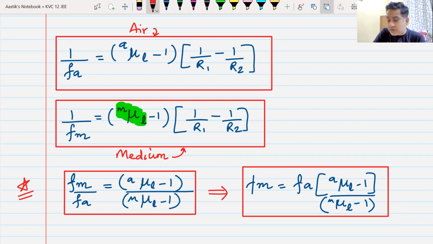Now, if I ask you a question, generally, if I dip a lens in a medium, what happens to its focal length? Does it increase or does it decrease generally? If I put a lens in a medium, say water or some other medium, does the focal length increase or does the focal length decrease?